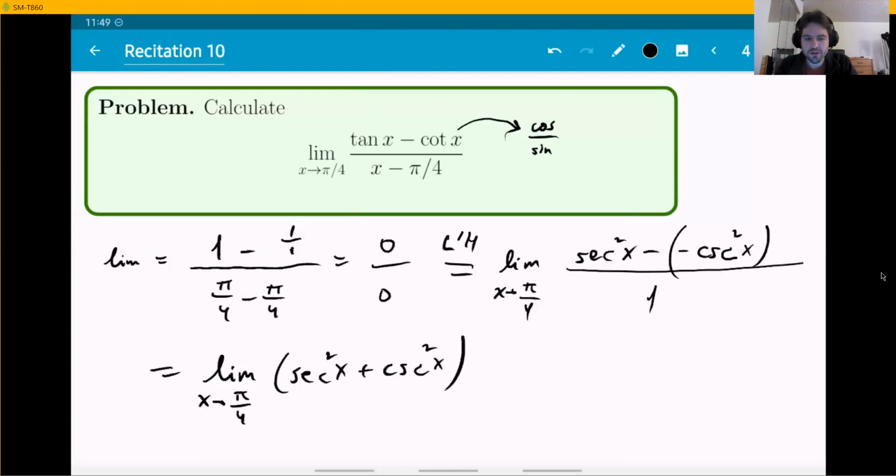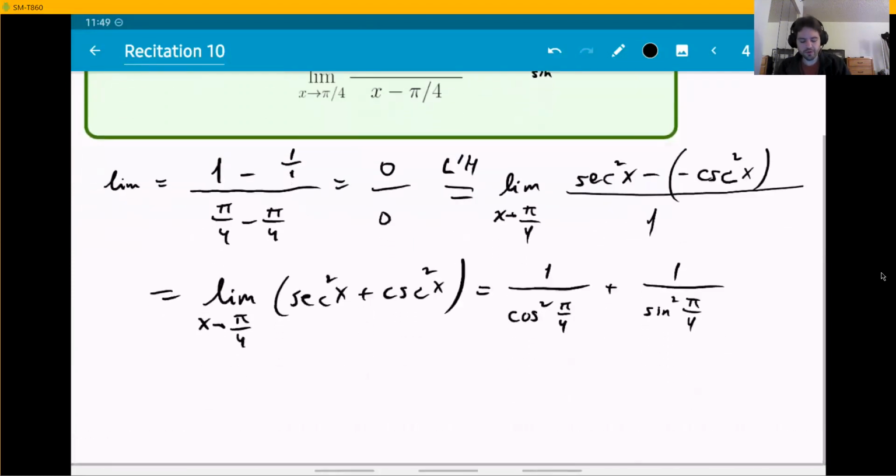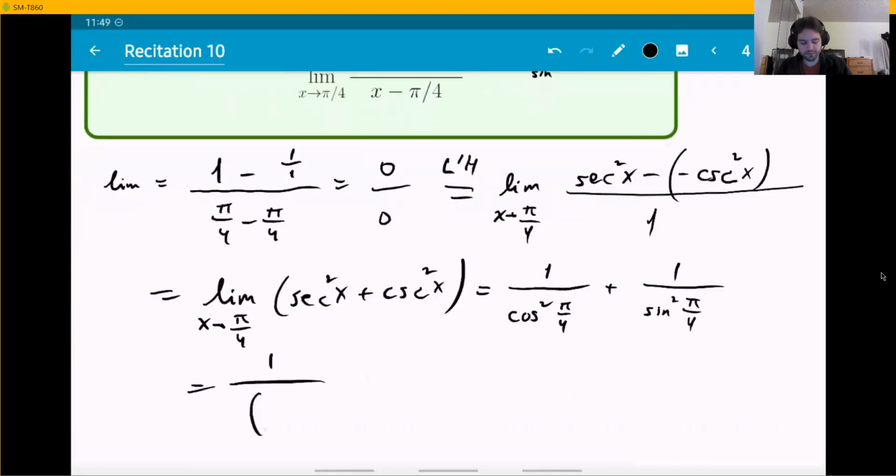And now those are continuous functions, both of these, which means you can just plug in pi over 4, they give you a value, and that value is the limit. So in this case, secant squared is 1 over cosine squared, so I'm plugging in pi over 4. And then cosecant squared, 1 over sine squared, also of the angle pi over 4. Both of those are square root of 2 over 2, the sine and the cosine of 45 degrees.